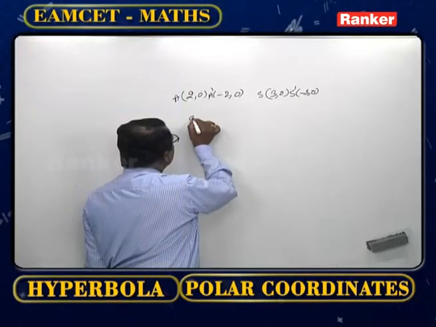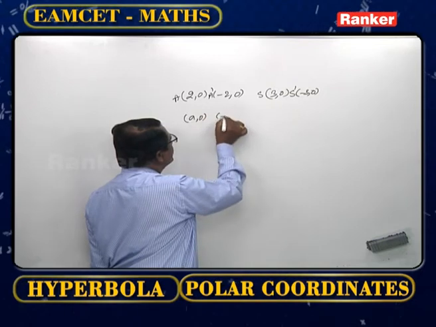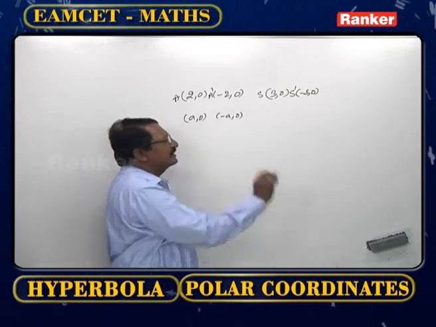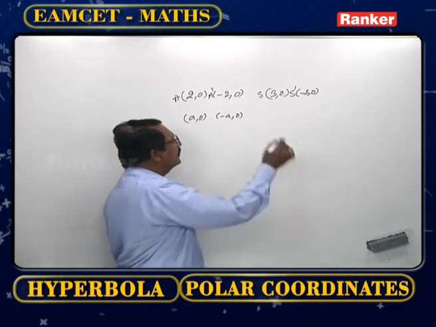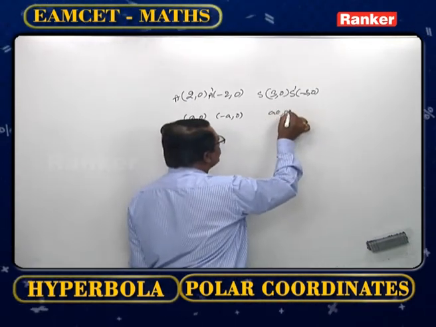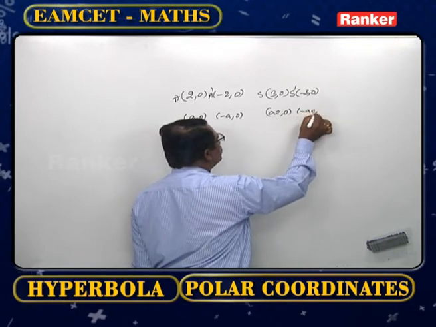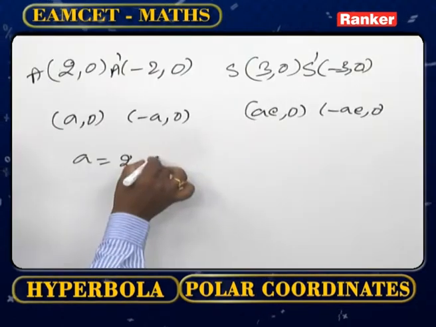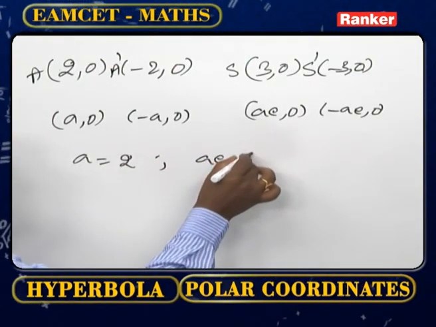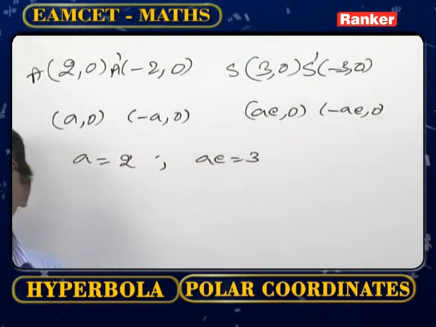Always, the vertices of the hyperbola are (a, 0), (-a, 0). Both points lie on the x-axis, so the x-axis is the transverse axis. The foci of the hyperbola are (ae, 0), (-ae, 0). Equating, we get a equals 2, ae equals 3.